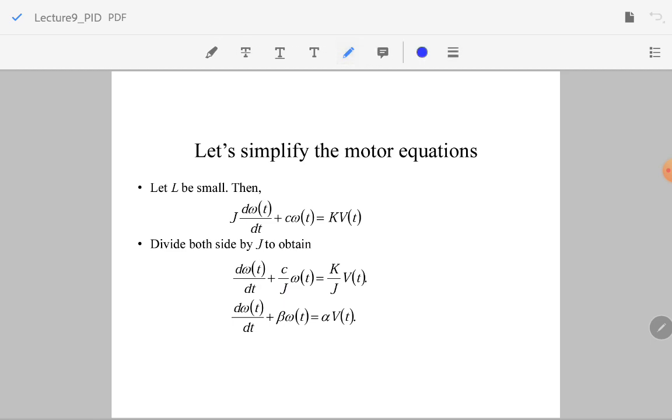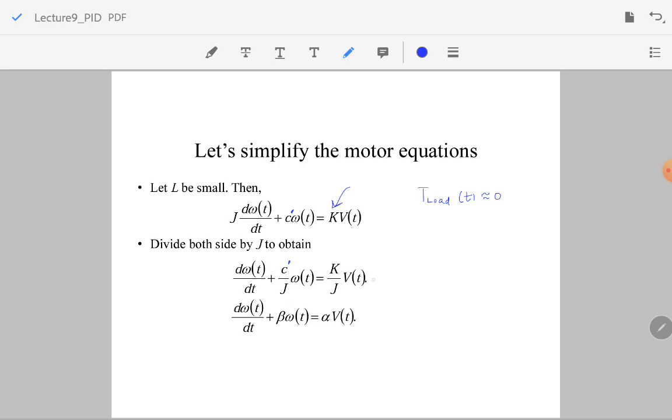So this K, I really should write down C prime. In this equation, this K is going to be a combination of some other constants. But the important thing is that your input on the right hand side is proportional to the voltage in. We also assumed the load torque, the other input, is also 0. So we divide both sides by J, and we obtain the following equation.